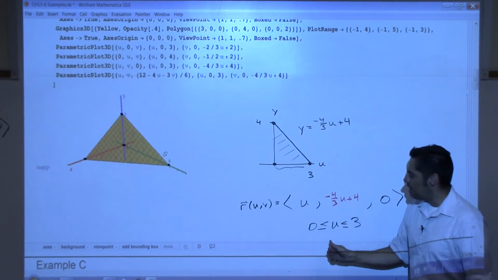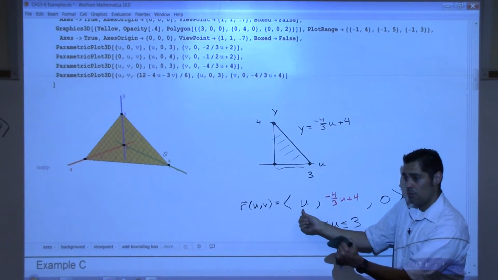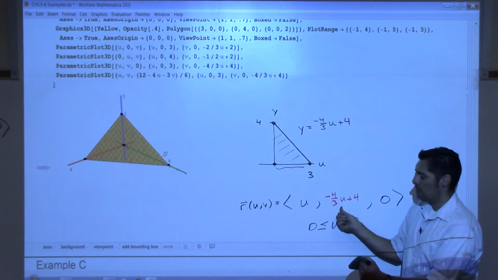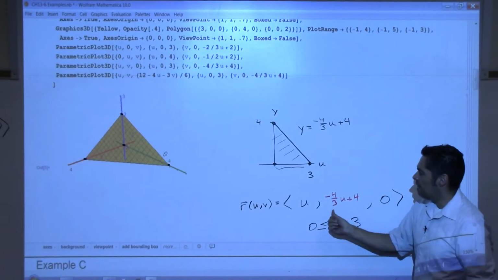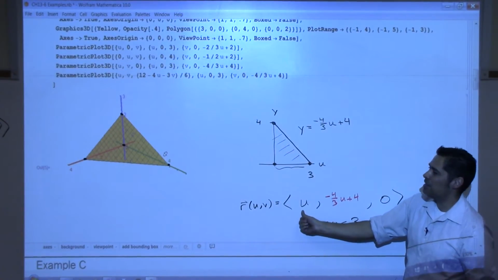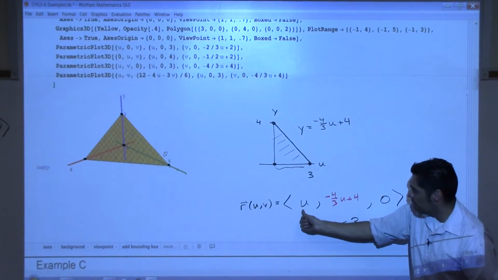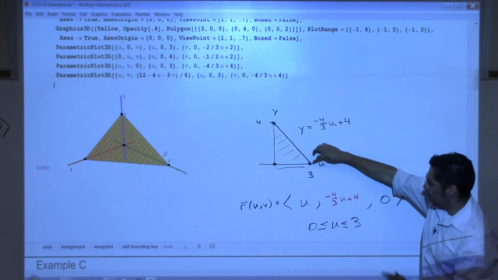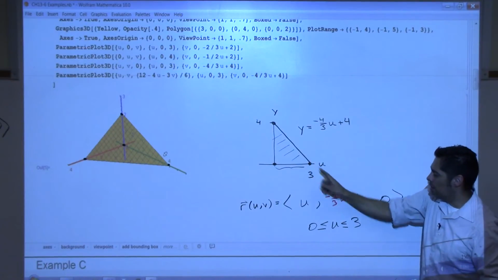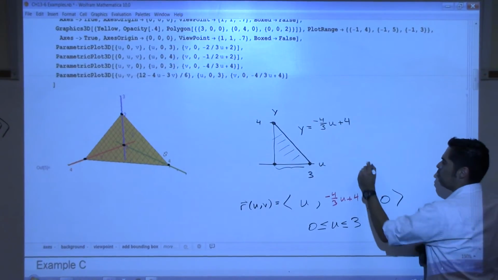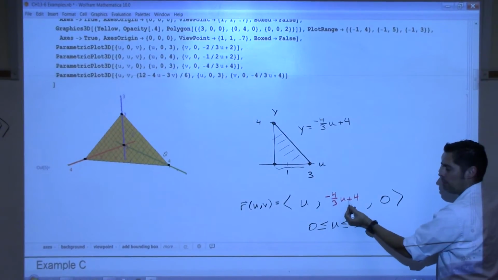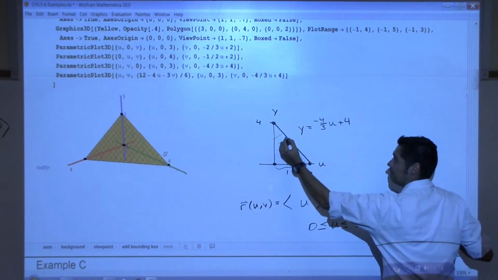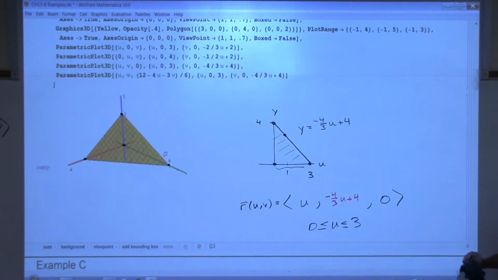See, because what's happening is that if I fix u to be 0, what's this? 4, right? So I go 0, 4, I draw that dot. If I let u be 3, then where am I? 0. So I'm over here. I have no choice. Let's let u be 1. If I let u be 1, where am I? Let's see, negative 4/3 plus 4. I'm right there, okay? But I'm drawing the line. I'm not drawing the actual surface.